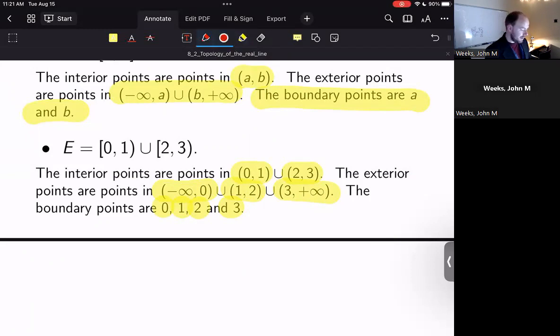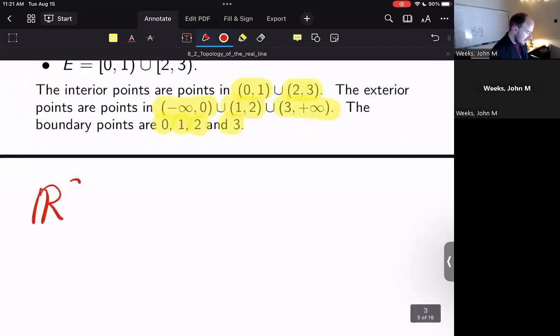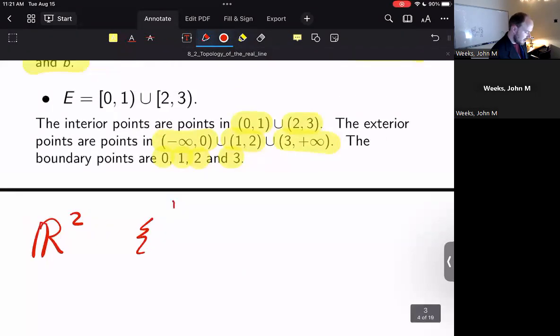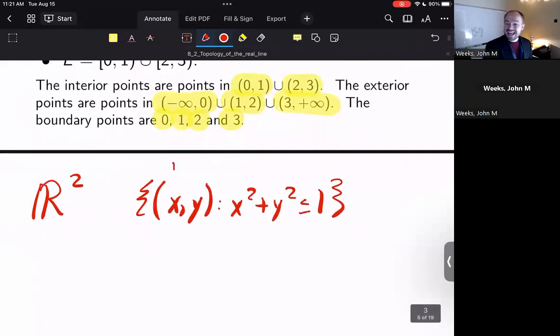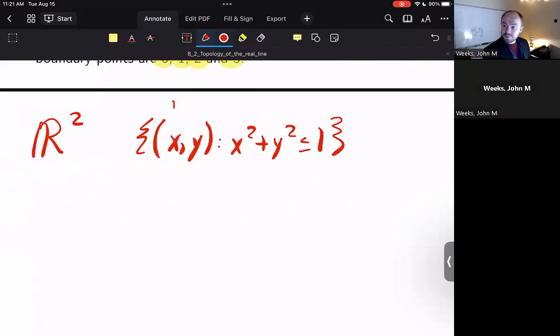Another example that we could be looking at in terms of R2 is sets like this: (x, y) such that x squared plus y squared is less than or equal to 1. And we can ask the question, what are the boundary points, interior points, and exterior points for each of those sets, right? So if we're drawing this, we know x squared plus y squared equals 1 is going to be what?